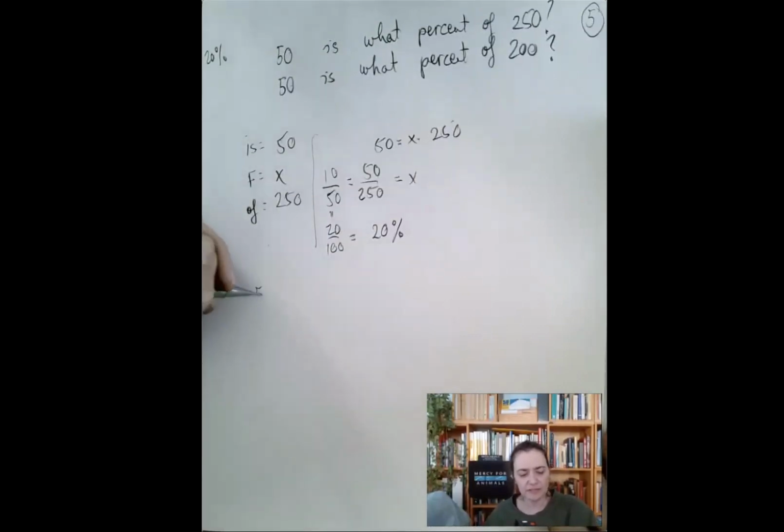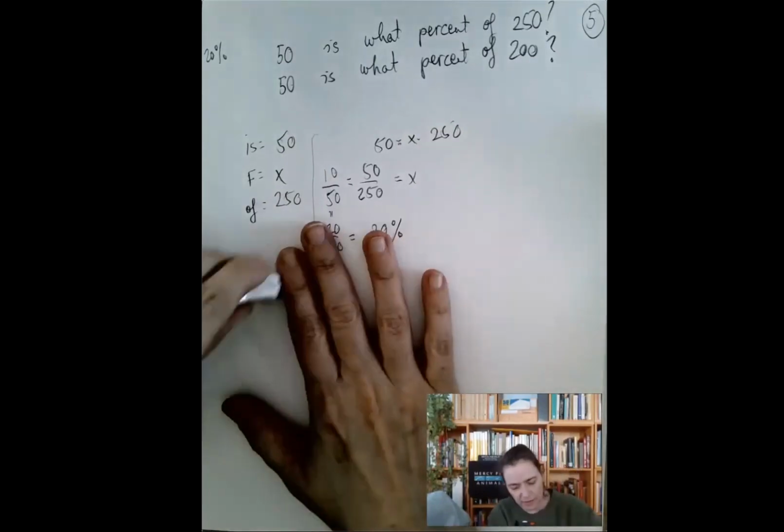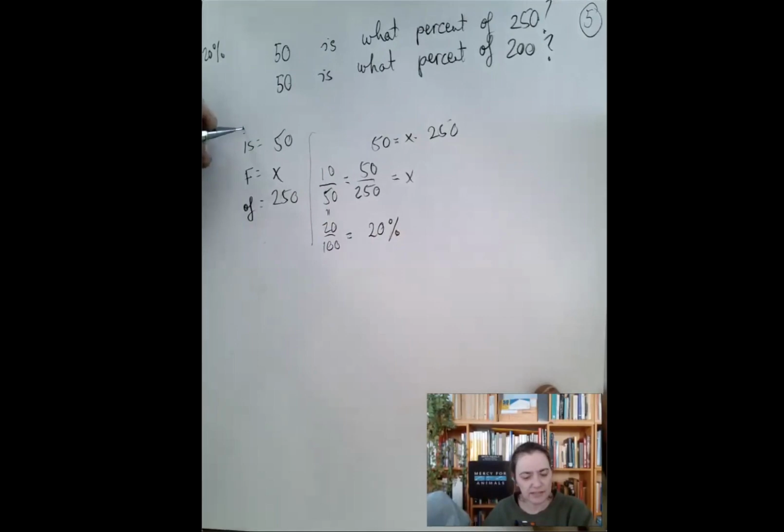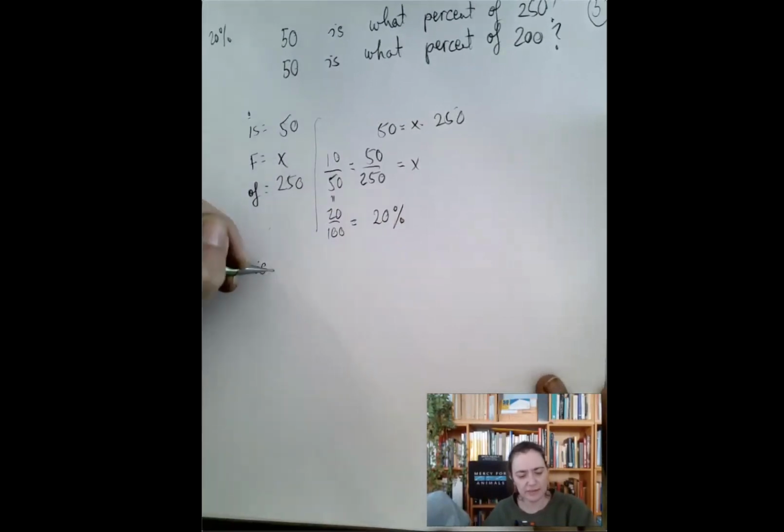Now 50 is what percent of 200 is an identical problem. It's just the numbers. So this is not the excitement. This is just getting ready for the excitement. The is is now still 50. The fraction is still what we're asking, but the of is now a smaller number, 200.